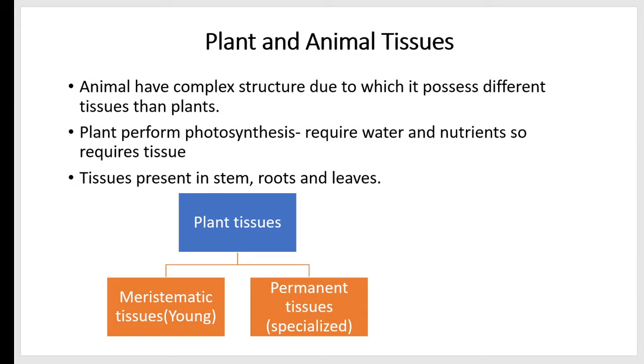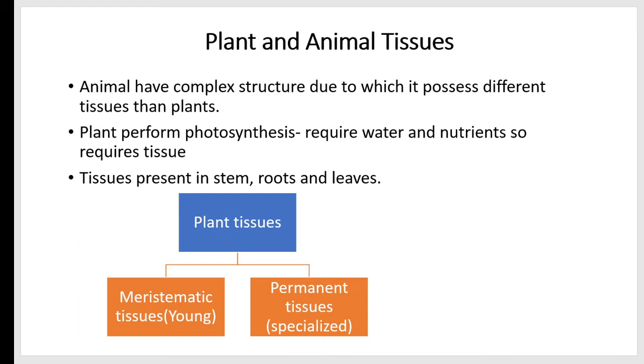So plant tissues are divided into two parts: meristematic tissues and permanent tissues. For meristematic tissues, I want to give a word: young ones. Meristematic tissues are those which have the power to divide. They are newly born. These tissues have the ability to divide rapidly.